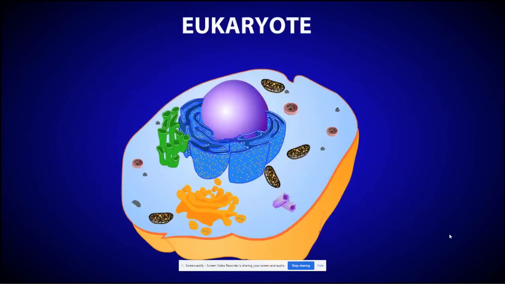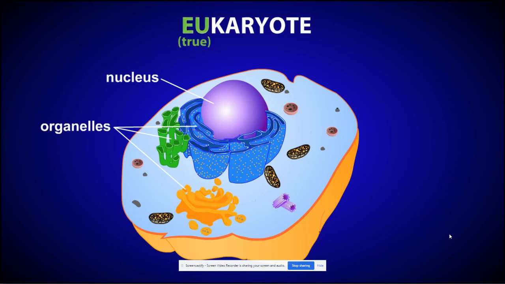In contrast, eukaryotic cells contain a membrane-bound nucleus and other membrane-bound organelles. The name eukaryote also gives a hint about its structure. Eu means true, and remember that kary means nucleus, so in essence the word eukaryote means true nucleus. Eukaryotic cells are larger and much more complicated than prokaryotic cells. However, they do share a few things in common with prokaryotes.